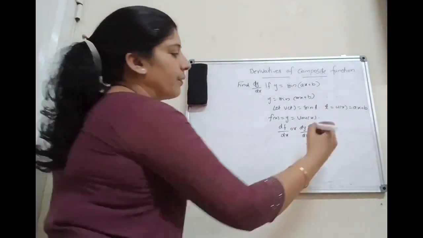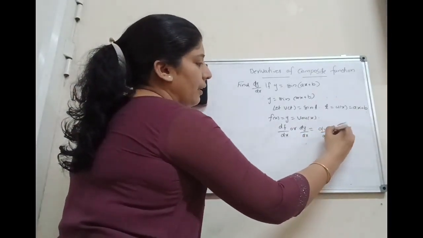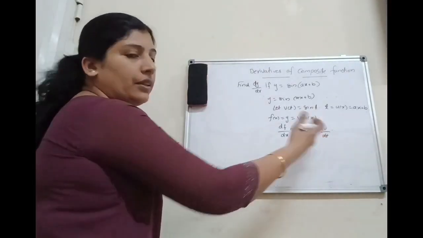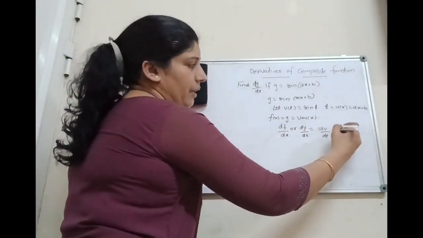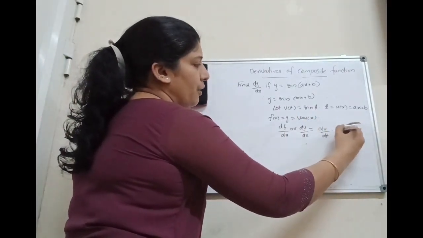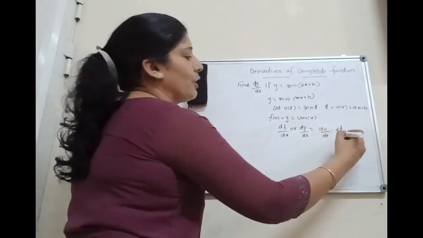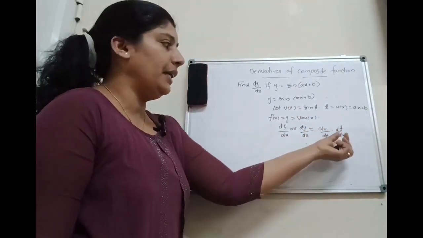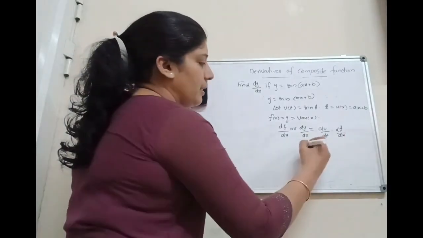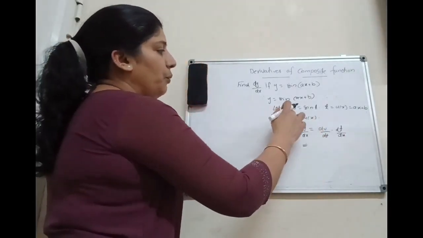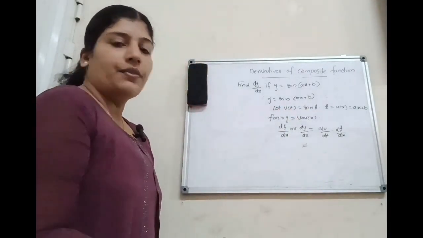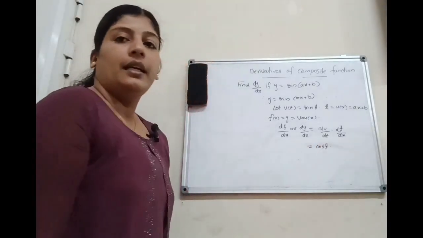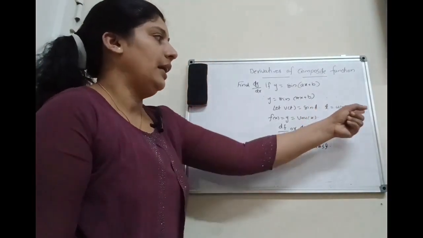It is equal to dv by dt. That is, v is the function of t. That is, we have to find out the derivative of v with respect to t into, then next we can consider t as the function of x. Therefore, we have to find out the derivative of t with respect to x. That is, dy by dx can be written as dv by dt into dt by dx. It is equal to, here v is sin t. Then the derivative of sin t is cos t into dt by dx. Here t is ax plus b.